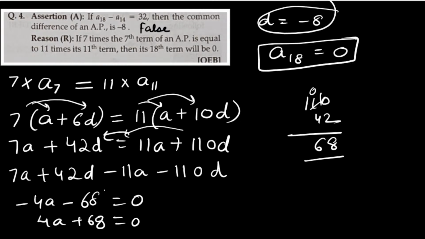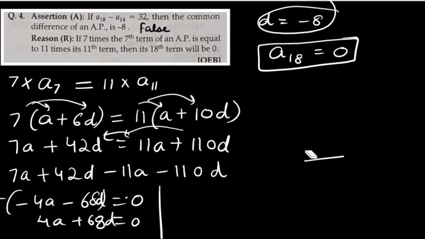When the minus sign is there on both sides, multiply entirely with the minus. 68. Okay. So 4 is a common factor. 68D, we are getting 68D here. So what did we get? We got 4A plus 68D is equal to 0.